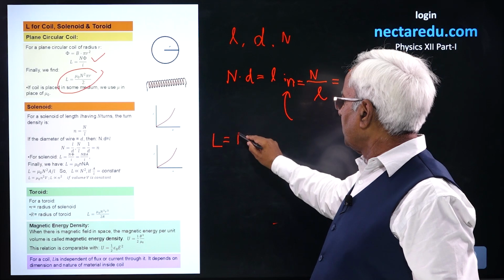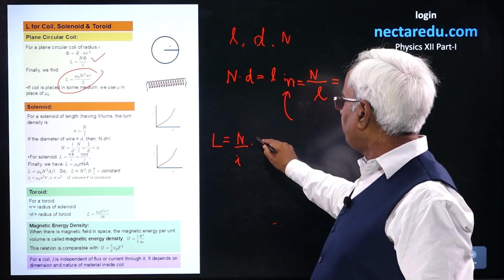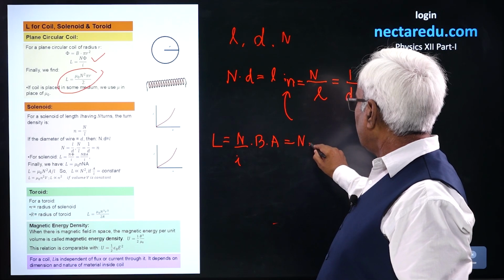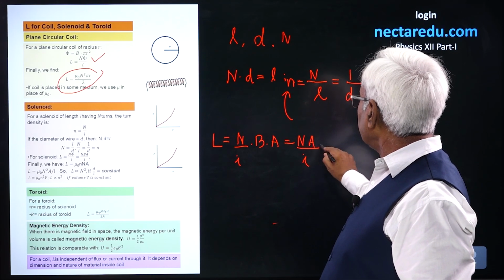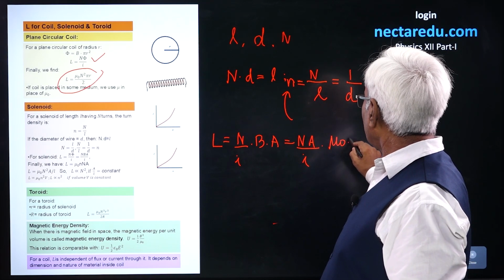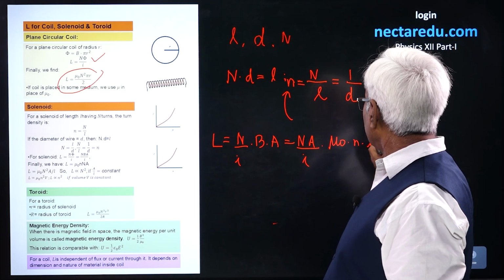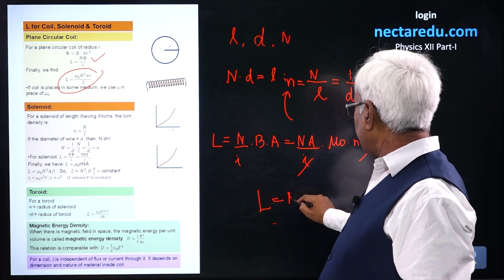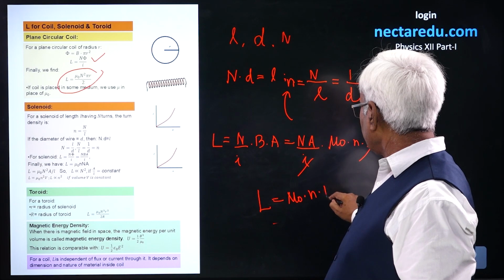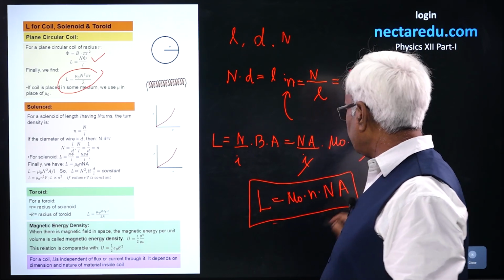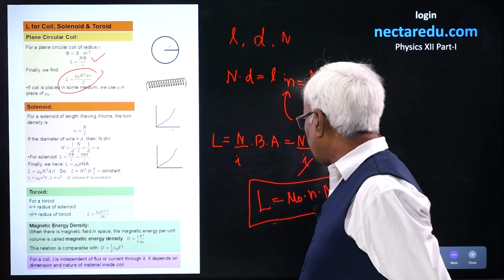Self-inductance, this is again N upon I phi, that is B into A. You could write it as N A upon I, and in place of B you will write mu naught n I. This is cancelled. Self-inductance is mu naught small n capital N A. This becomes the self-inductance for the solenoid.